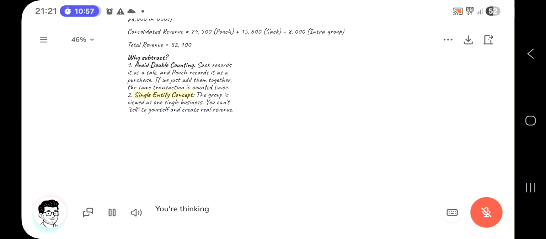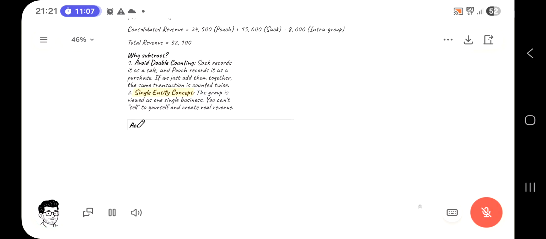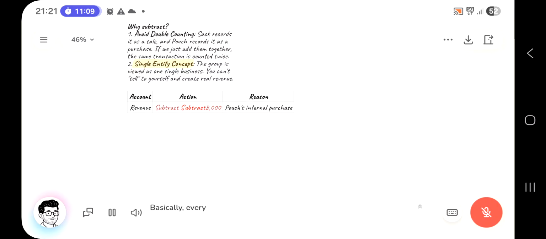You're thinking like a pro. We don't just stop at revenue. We have to cancel out both sides of the deal. Basically, every plus for one company that came from an internal deal has a matching minus we have to apply when we look at them as a group.